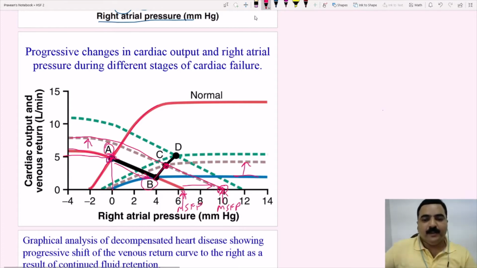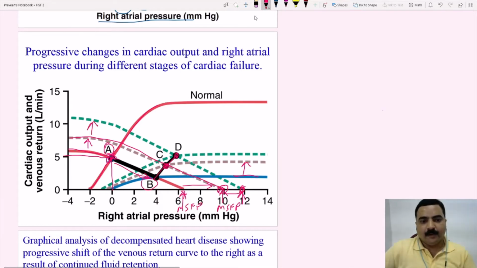Now what happens to the mean systemic filling pressure when we go towards the point D? The RAS system, renin angiotensin aldosterone system, is working and retaining the sodium and the water. So what happens to the mean systemic filling pressure? It goes to a point like, say, about 12. That means the mean systemic filling pressure is again increasing. First it was due to venoconstriction. Now you are adding more water to the veins, so the blood volume is being increased. So you can see this line has gone further high.